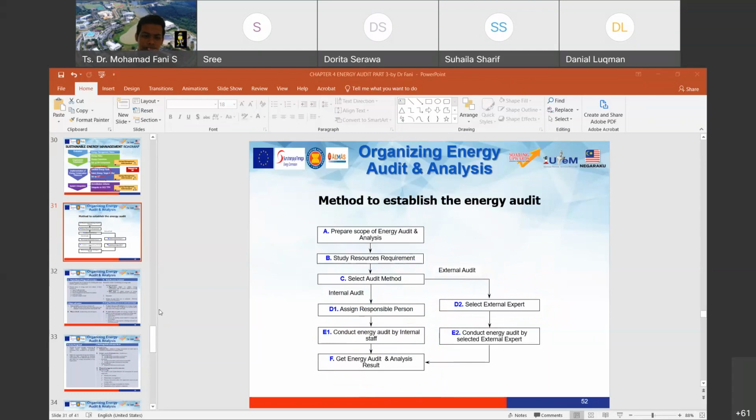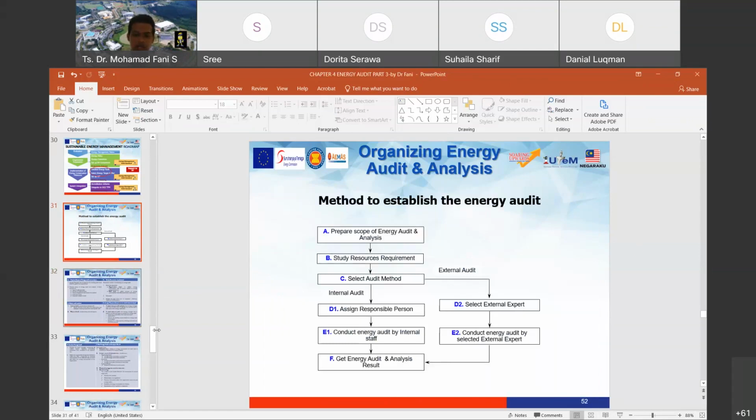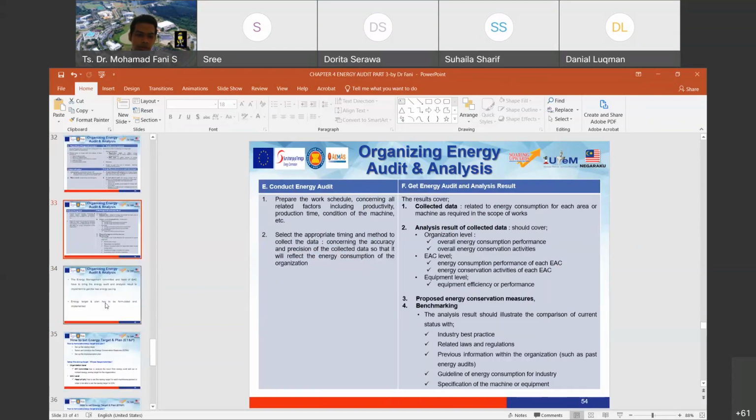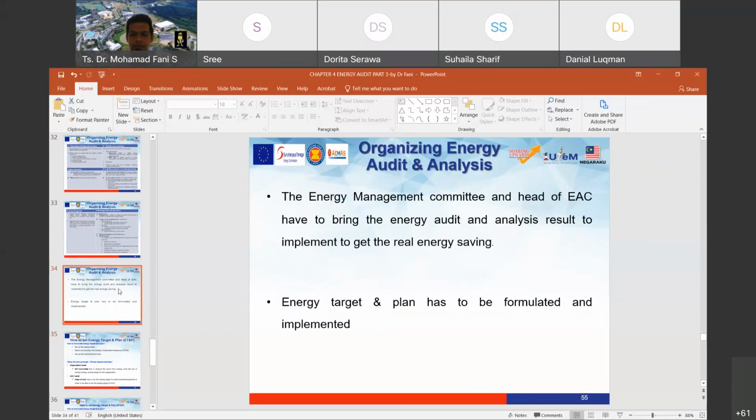So here are the details of the explanation, A, B, C, D until E. You can find them on your own. And what to do next is organizing the energy audit analysis. The energy management committee and head of EAC have to bring the energy audit analysis result to implementation to get real energy savings.